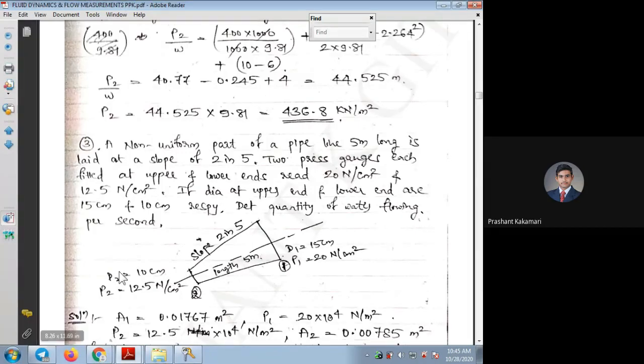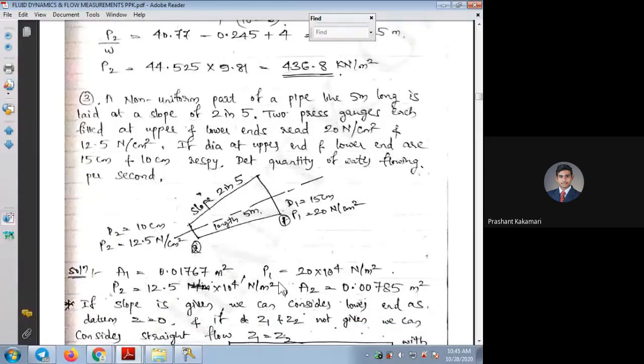Now, as diameters are given, you can find out areas. P1, P2 values are also given as per the sketch. Then what else is given? Diameters are given, P1, P2 are given. Slope and height is given. Now to convert that slope into height, this 5 meter length we are multiplying by 2 by 5. If you take that, we will get the height from this point to the ground point.